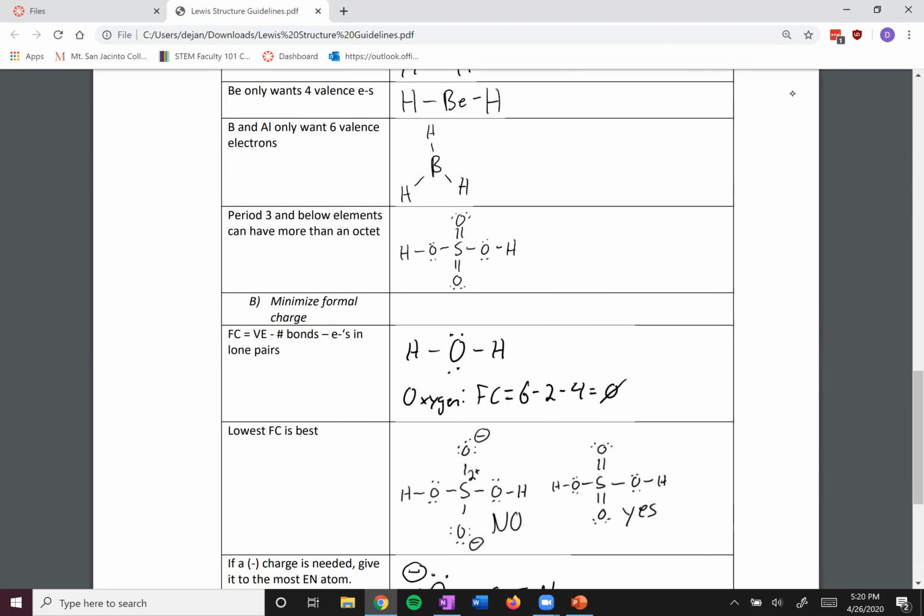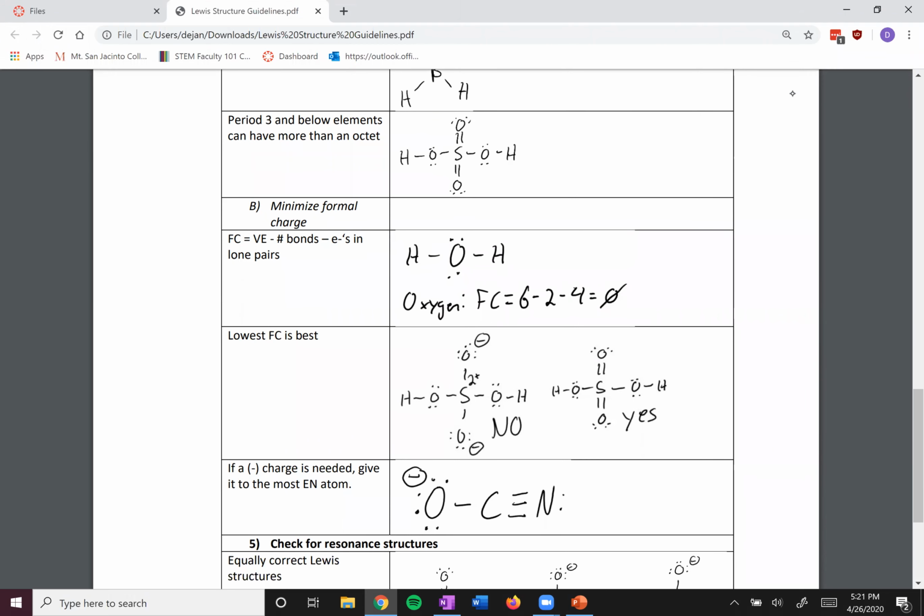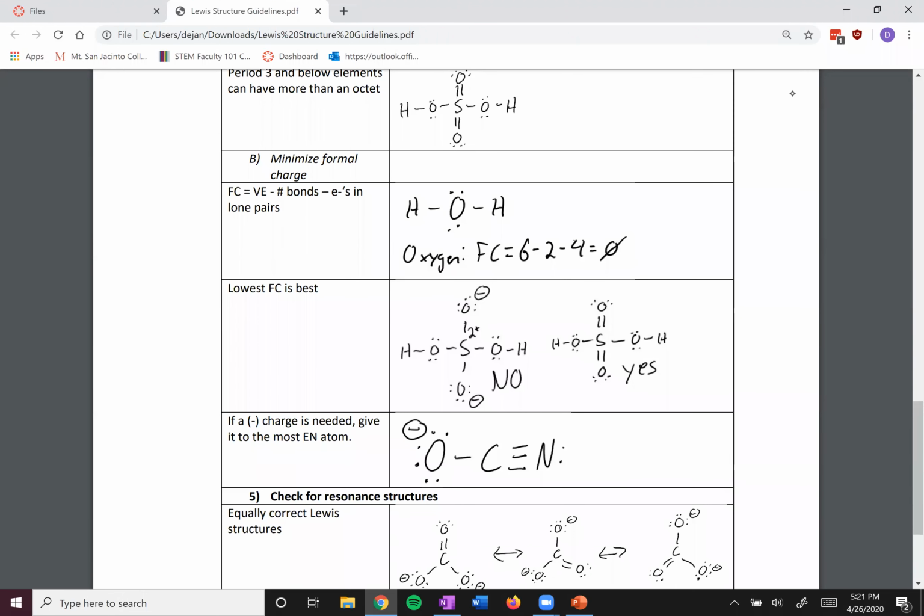How do you know if you should break the octet rule? Well, you should do it when you can to minimize formal charge. So remember, formal charge is the amount of valence electrons on the atom by itself minus the number of bonds minus electrons in lone pairs. Remember, the lowest formal charge is best, right?